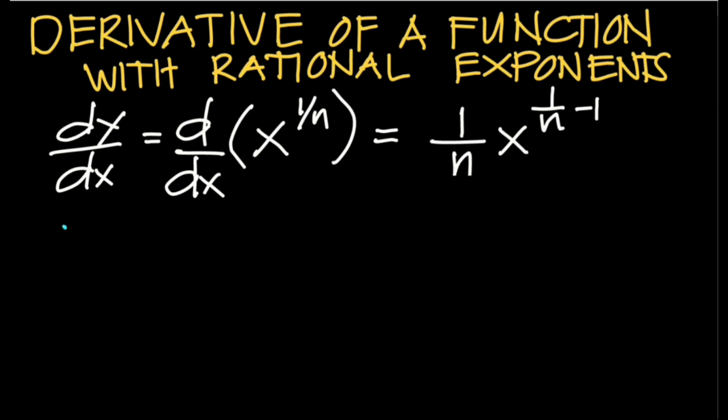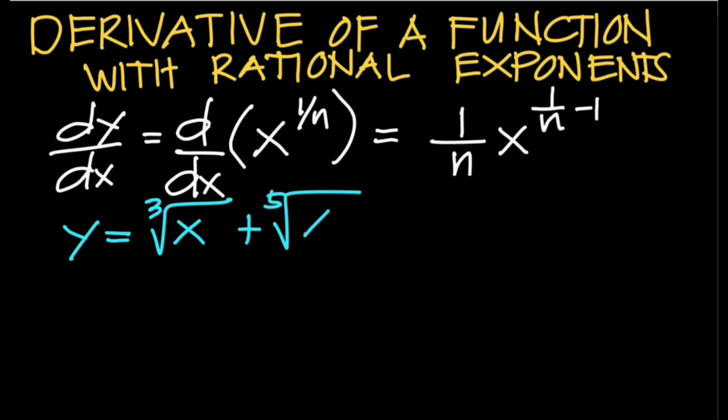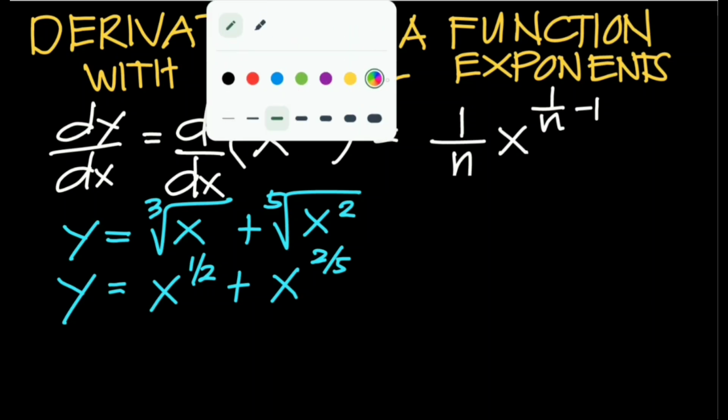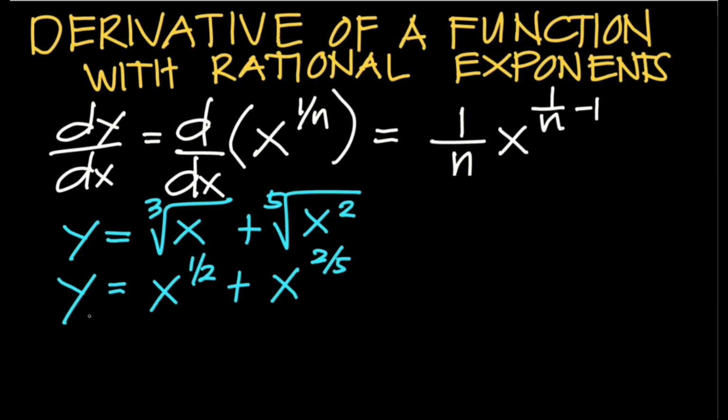Let's say we're given this function y equals the cube root of x plus the fifth root of x squared. So again, we can write this in its exponential form. So we can write cube root of x as x to the 1/3, plus fifth root of x squared is just x to the 2/5. Then we differentiate, we get the derivative of y with respect to x.